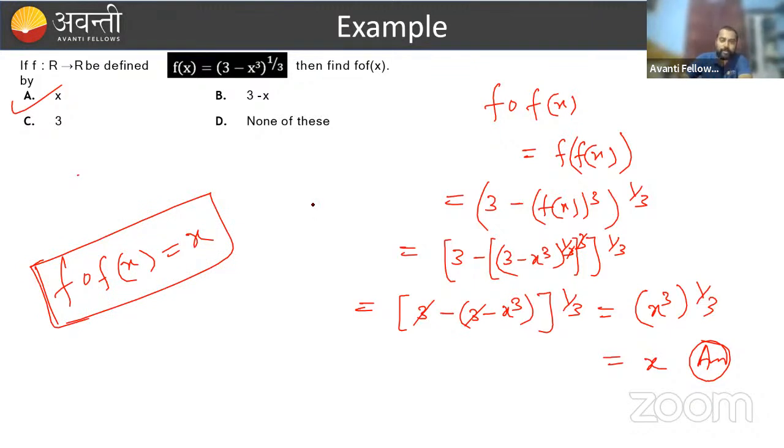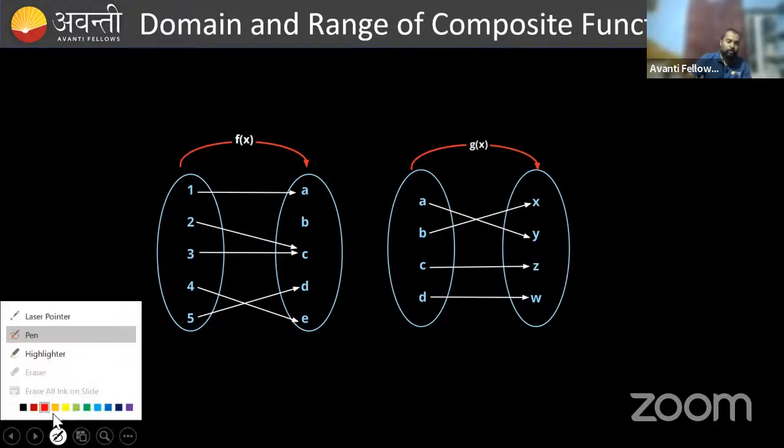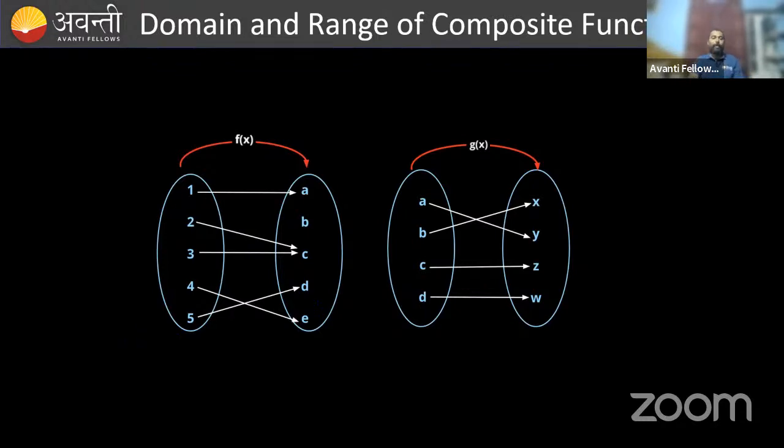चलो ठीक है, it is clear. Let's move to the next thing. How we can find the domain and range of a composite function? It is important. Let's understand this. How we can find the domain and range of a composite function?